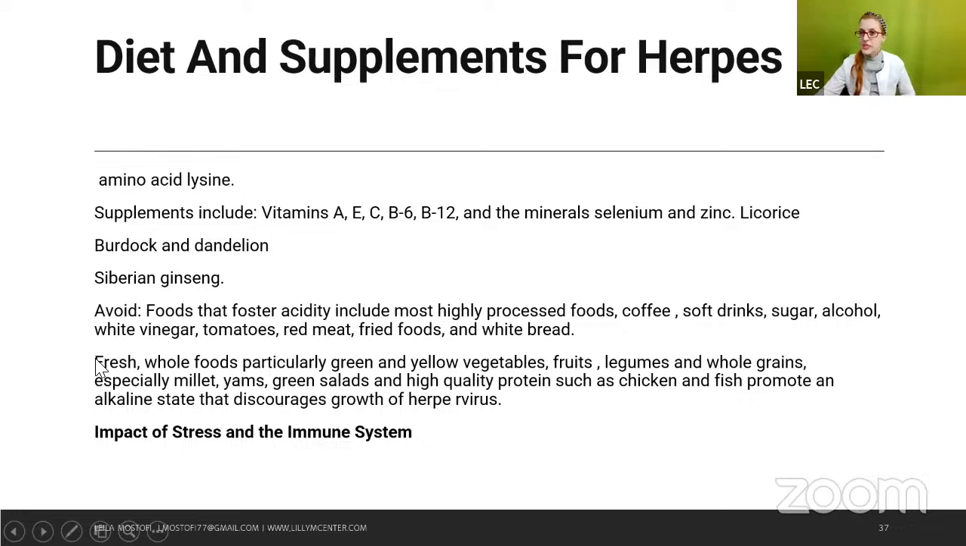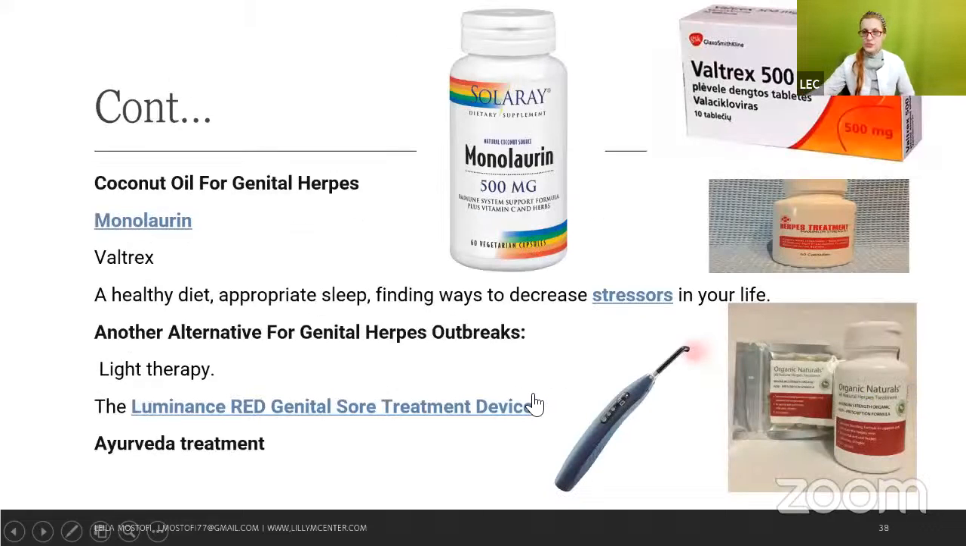The most suggested diet is from fresh whole food, particularly green and yellow vegetables, fruits, legumes, and whole grains, especially millet, yams, green salads, and high-quality protein, such as chicken and fish, which promote an alkaline state that discourages growth of the herpes virus, plus the impact of stress and the immune system.